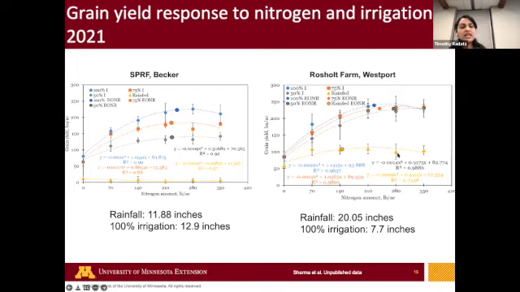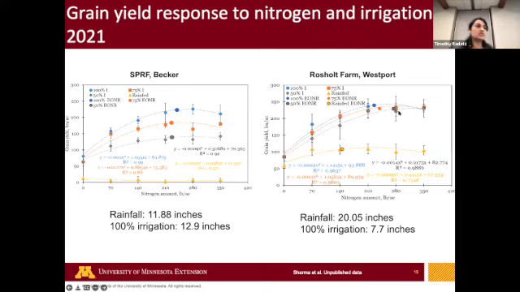And we have slightly different results for Roshold farm, though the grain yield at rain-fed is almost not 0 at Roshold, but very low, which does not make any economic sense here. So almost no yield in rain-fed plots. However, the difference in grain yields between irrigation treatments was not very significant. So we did not find any significant differences in grain yield between different irrigation treatments at all nitrogen rates.